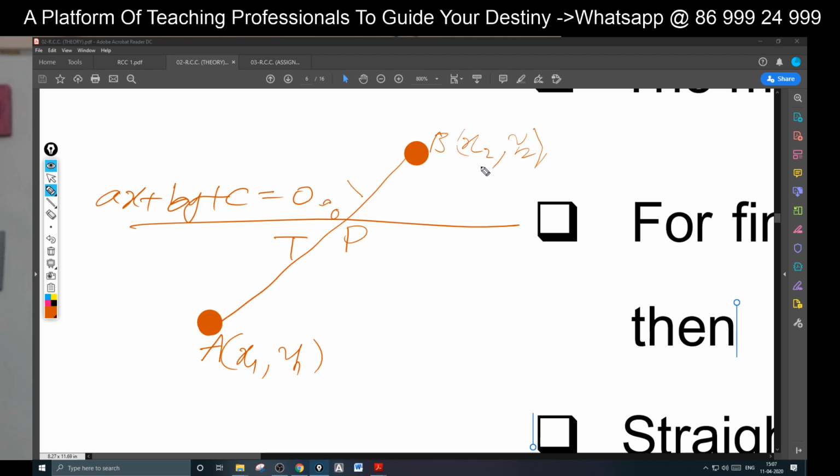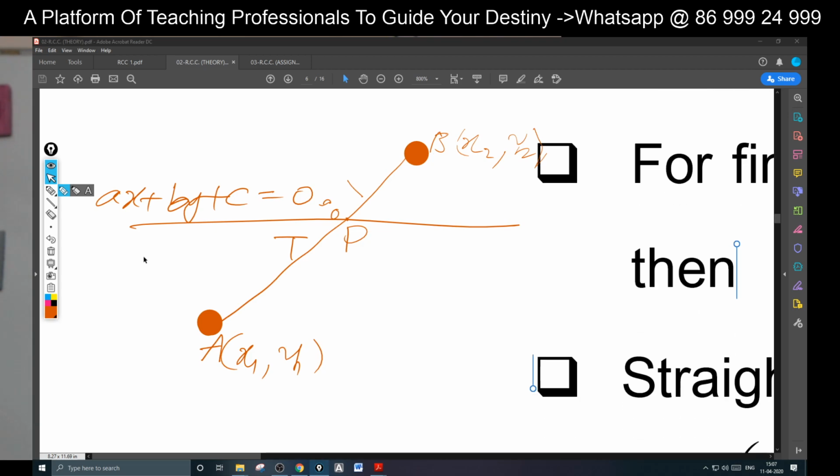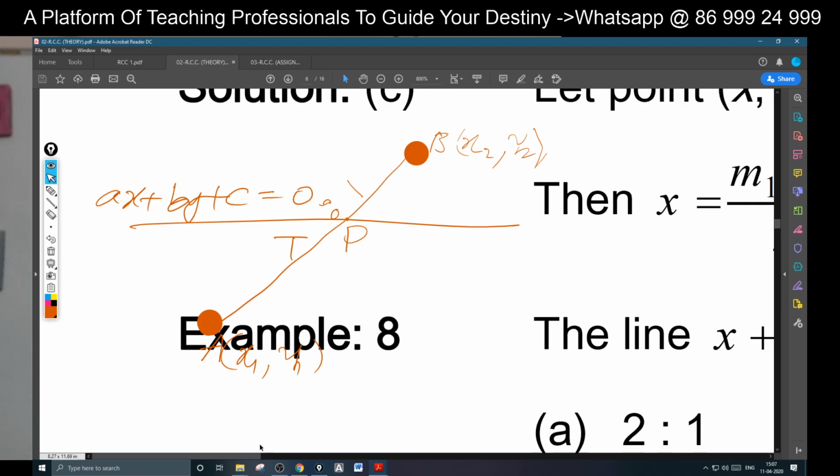Now apply the section formula. What is the section formula, please? (lambda x2 plus x1) by (lambda plus 1), (lambda y2 plus y1) by (lambda plus 1). But understand that this P is lying on AB and as well on the line. That means P is common to both. Hence, let us now get the lambda value by substituting in the line. Let us do that now.